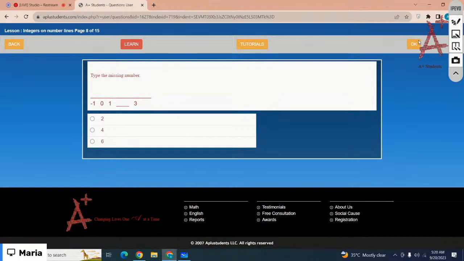Type the missing number. So which number is missing? Yes, very good. That would be 2. Okay, you can complete the lesson by yourself later today. Let's just move on to the next lesson, right?